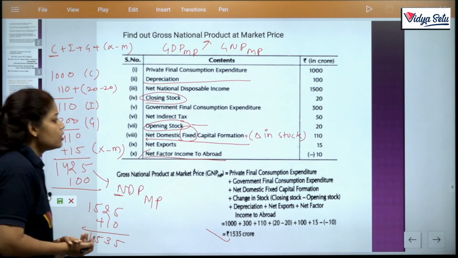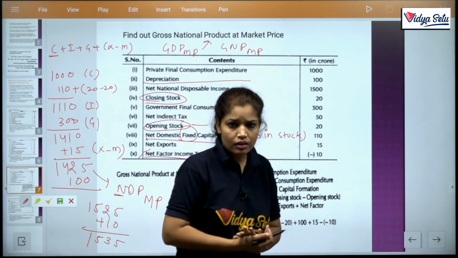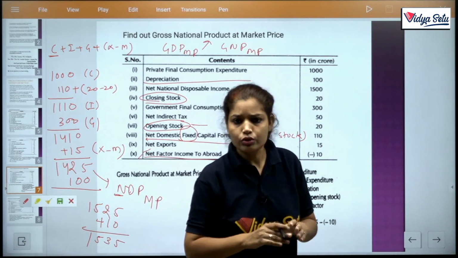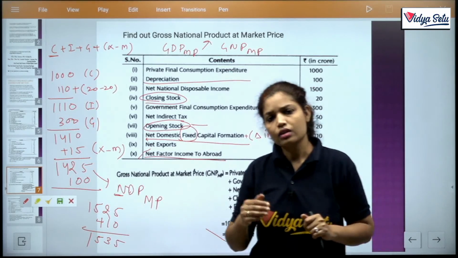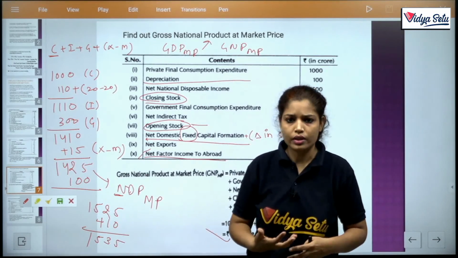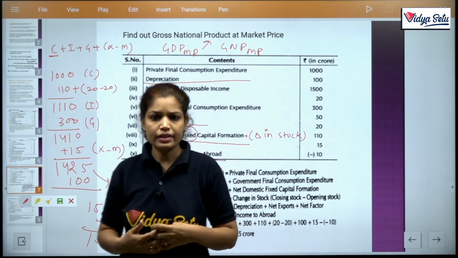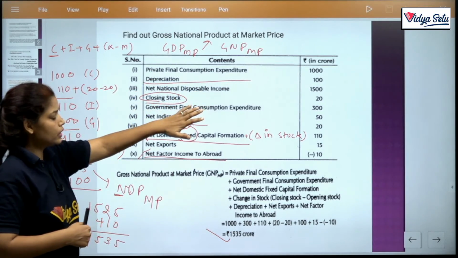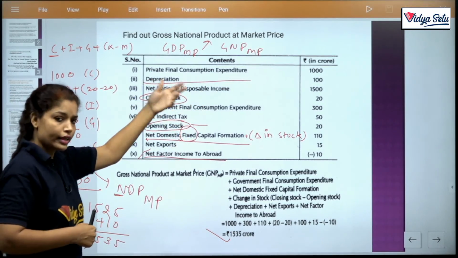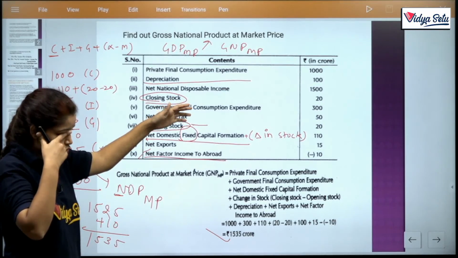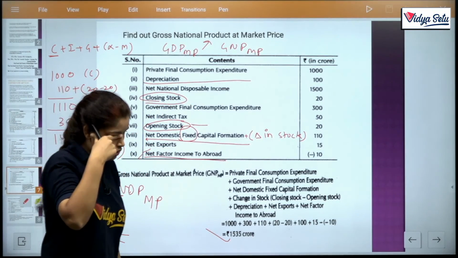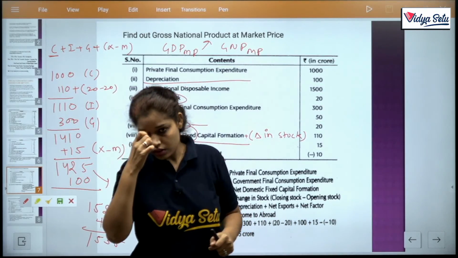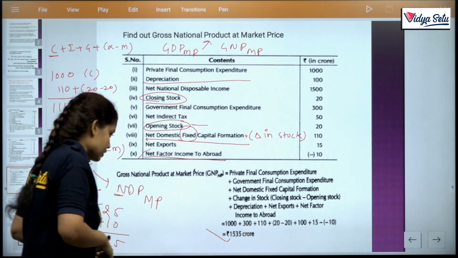If you start the question with the formula C plus I plus G plus X minus M, then you receive GDP-MP. Clear? Try to make your answer easy. Don't complicate it. First you see the consumption expenditure, so take it as it is, then depreciation, then you give the adjustment of depreciation. Just follow the procedure step by step. This is how you make the question easy.